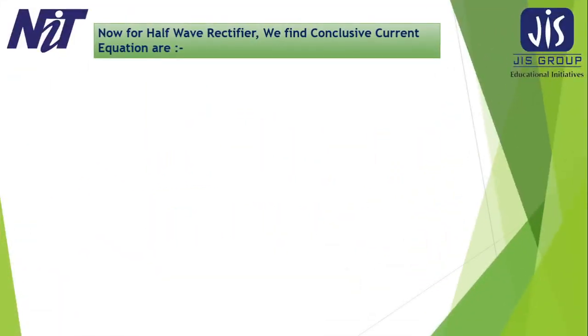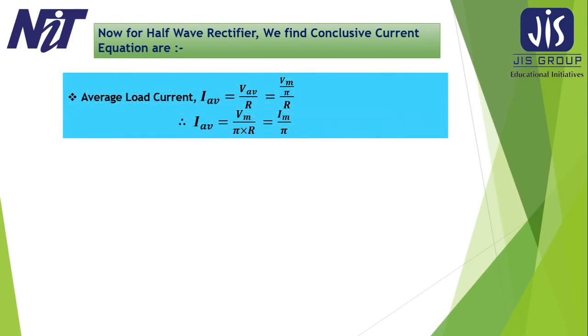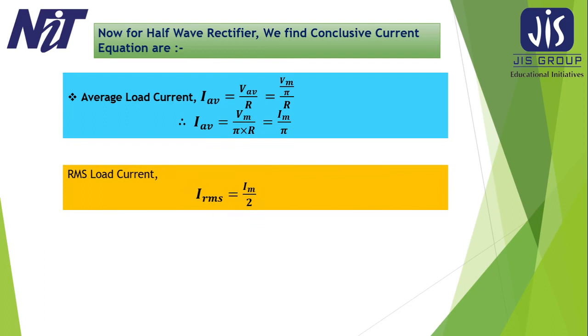In the next slide we will find the current equations for a half wave rectifier. By obtaining the average load current, denoted by I average, it is expressed as Vm divided by pi into R, or you can say Im by pi. Another one is the RMS load current, same as the RMS load voltage. It will be Irms equals Im by 2.